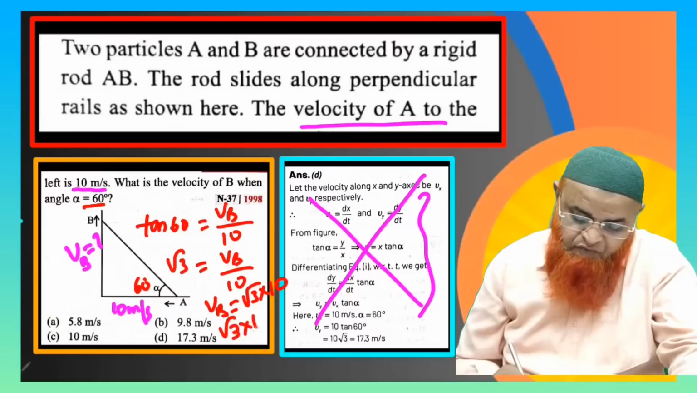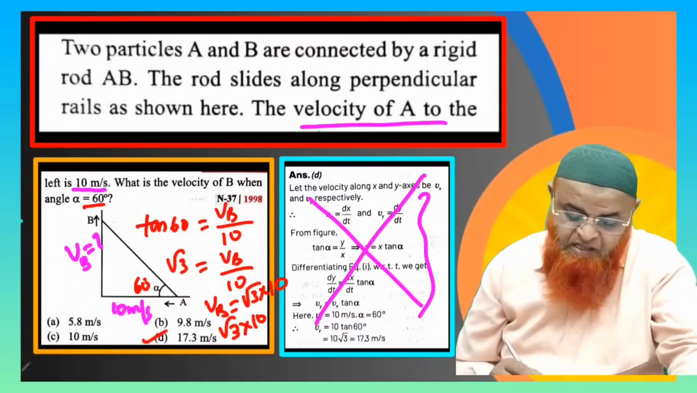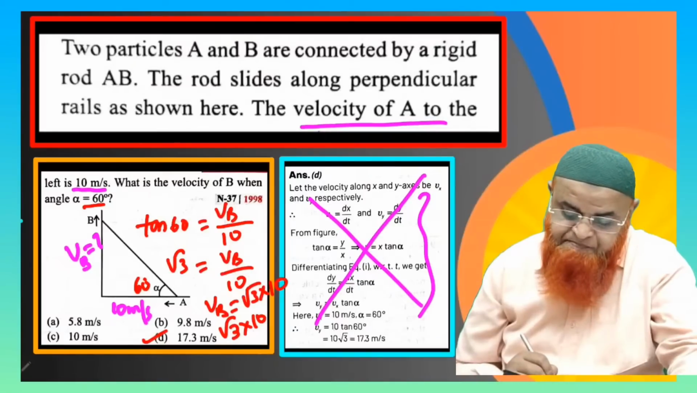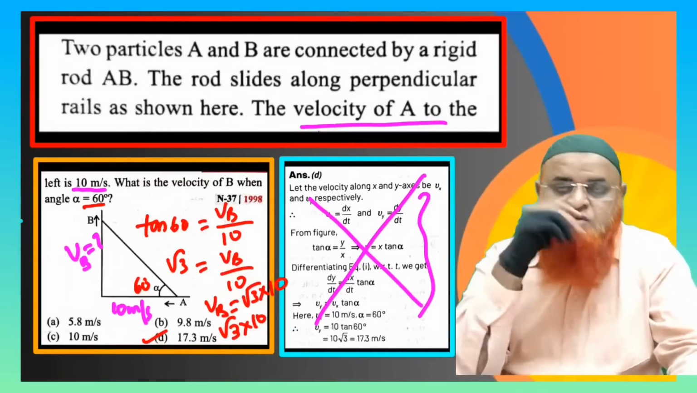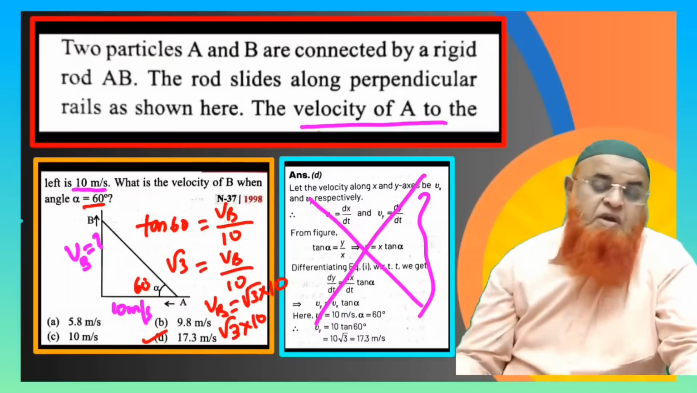That's it. If you multiply root 3 into 10, you'll get the answer as option D, that is 17.3. Hope you have understood this one. So this is a super simple method to solve this problem. Hope you have enjoyed this method.